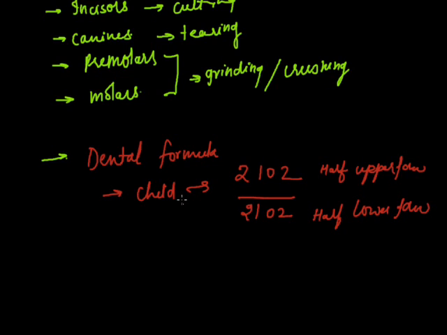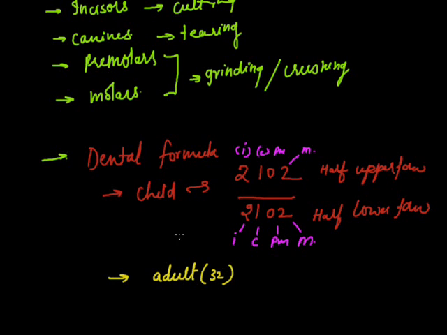Now, this 2102 represents what? This 2 represents incisors, this represents canines, this represents premolars, and this one represents molars. In the same way here, this represents incisors, canines, premolars, and molars. On the other hand, the dental formula of an adult is different. In an adult, the total teeth are 32 in number, as in case of a child, it was only 20.